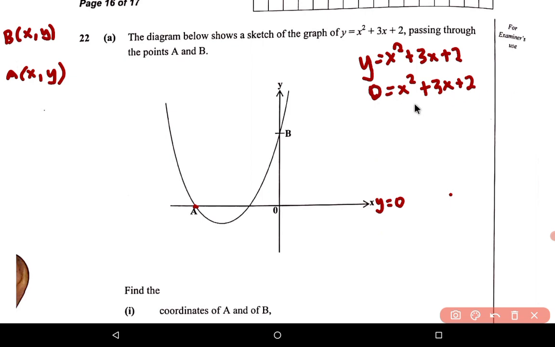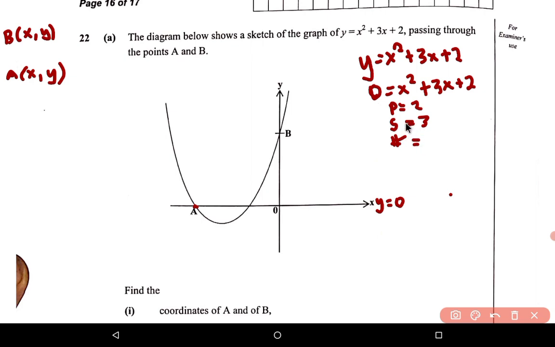So now this becomes a quadratic equation, and you can either use the formula or you can use the factorization method. So I'm going to use the factorization method here. I'm going to introduce p, which is a product, the sum, and the two numbers that will give us the factors. For the product, you multiply the number in front with the number there. So 1 times 2, your product is 2. For the sum, you get the number in the middle here, which is 3.